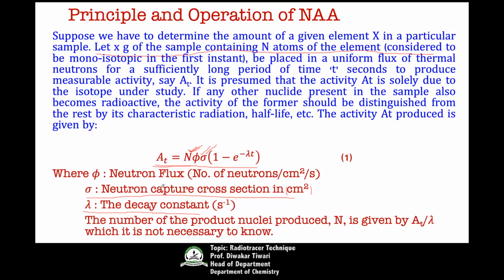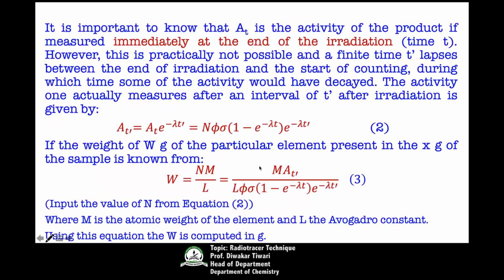All these terms are known, and one more quantity: as you all know, A is equal to N into lambda, where N is the number of atoms and lambda is the decay constant. From this equation you can write N = A/λ. We can write the same equation as N = A_T / (φ σ (1 − e^(−λt))).